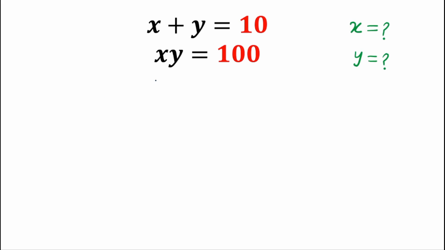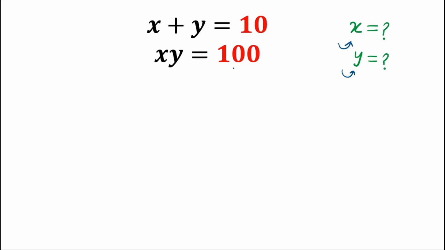Hello students, in this video we are going to solve a nice algebra problem. Here we have two equations. Equation first is x plus y equals 10, and another equation is x times y equals 100. Here we need to calculate all possible values of x and all possible values of y.